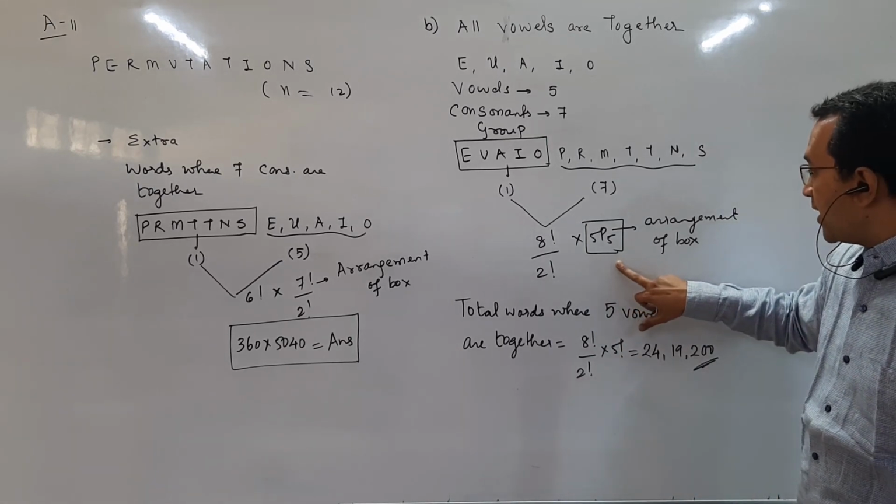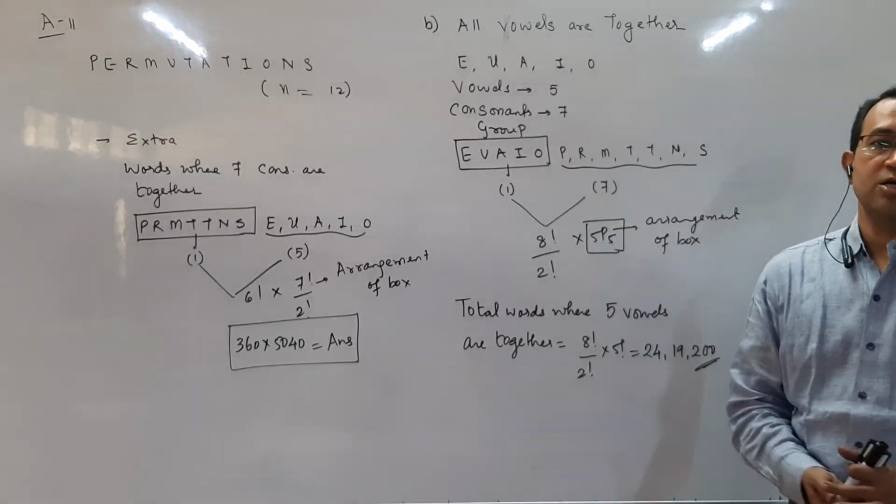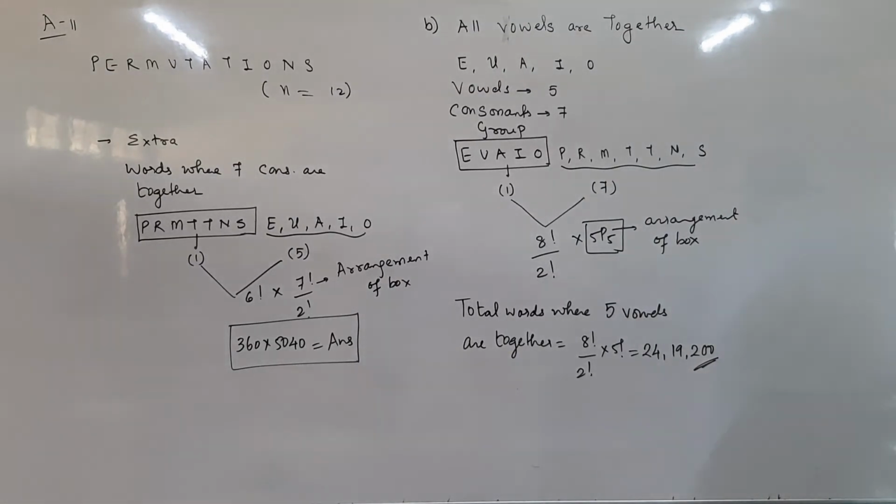Now, I suppose, students, easily you can compare and understand. Here I did not divide by anything because within the box the 5 vowels were distinct. Now in the second part which I have done extra, within the box we have 7 consonants where T is repeated twice. So we have divided by 2 factorial. Now I am not multiplying that bigger number. That much, students, I can easily expect from you to do.